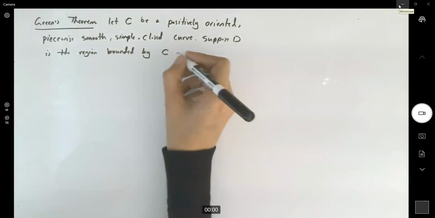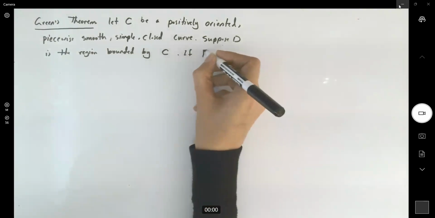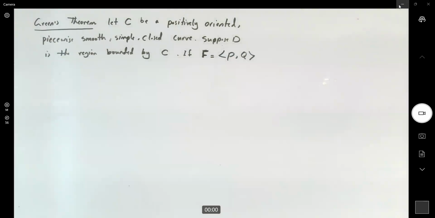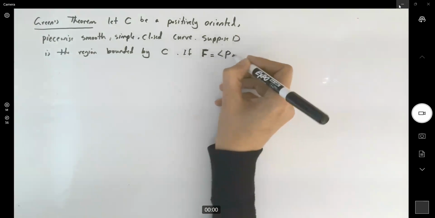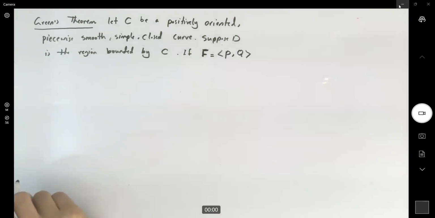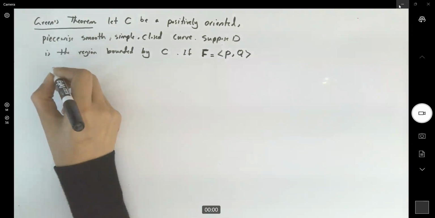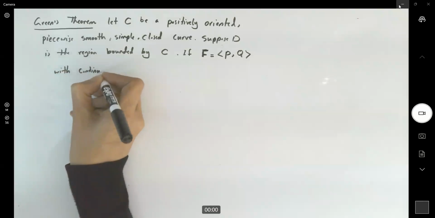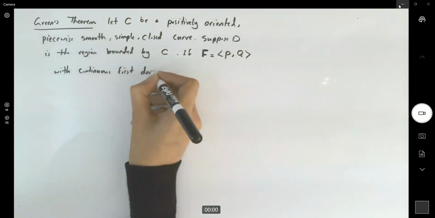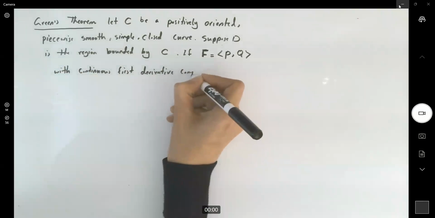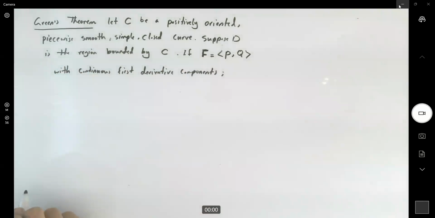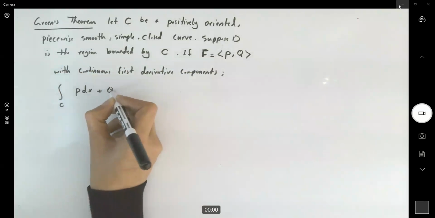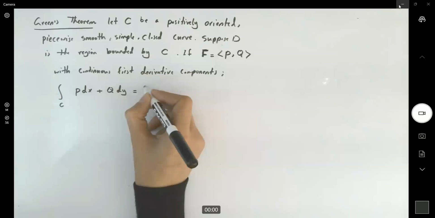Then, if your vector function is represented by P and Q, and these scalar components of your function are continuous, with continuous first derivative components, then the line integral of P dx plus Q dy over curve C is equal to the double integral.